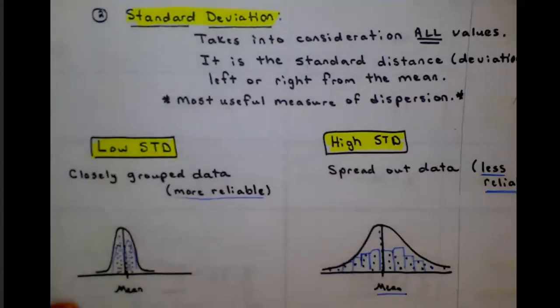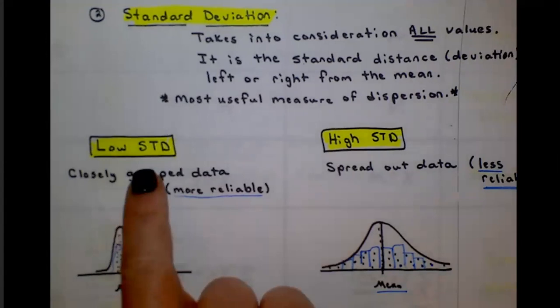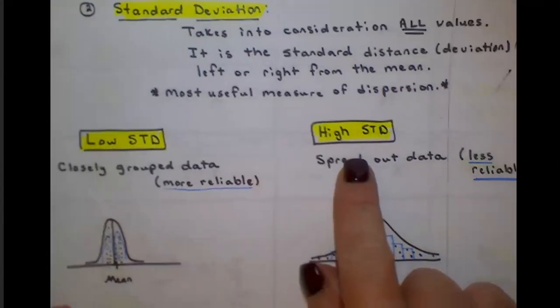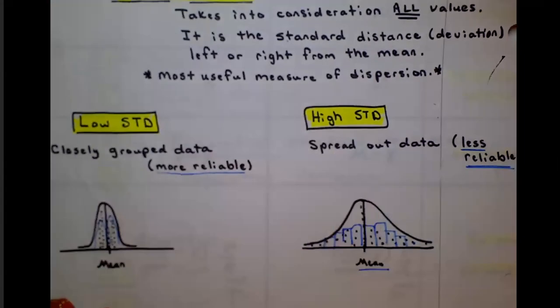Now, this part is very important. If you have a low standard deviation, or you have a high standard deviation, a lot of people miss this on the questions. So if you have a low standard deviation, that means that most of your data is closely grouped to the average, which means that that's going to be the most reliable.